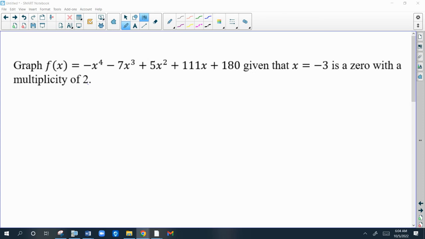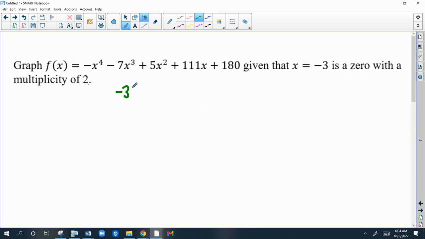We're going to graph this polynomial given that it has a 0 at x equals -3 and that 0 has a multiplicity of 2. So if a polynomial has a 0 at x equals -3, then we know if we run it through synthetic division, we should get 0. And that will also reduce this degree that was 4 to 3.